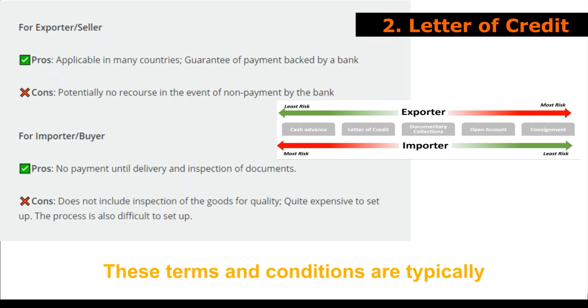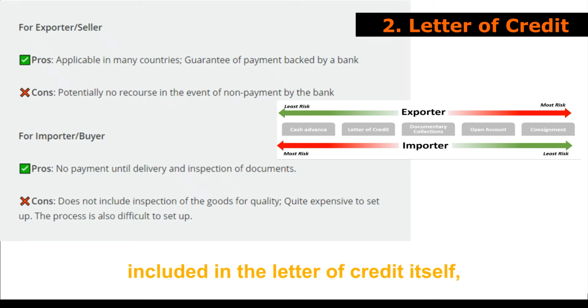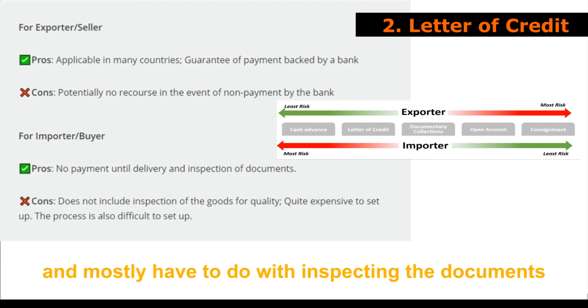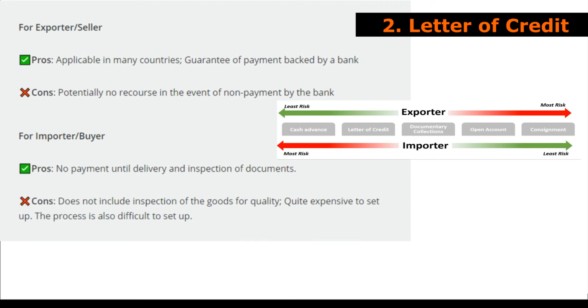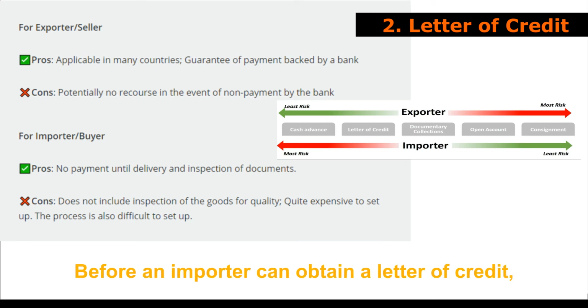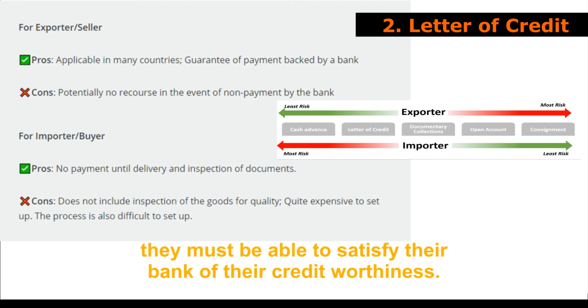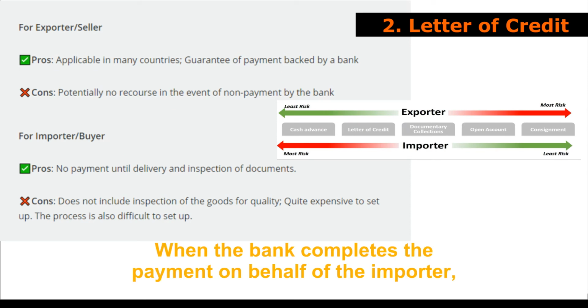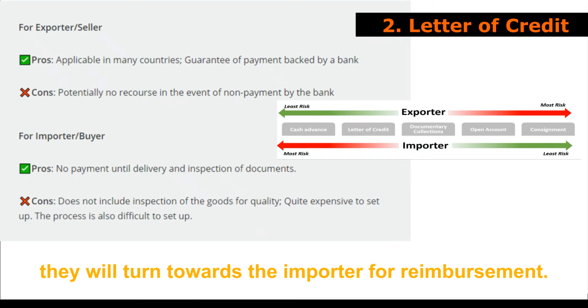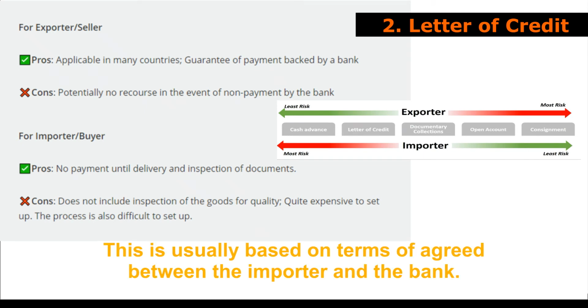These terms and conditions are typically included in the letter of credit itself and mostly have to do with inspecting the documents accompanying the goods rather than the goods themselves. Before an importer can obtain a letter of credit, they must be able to satisfy their bank of their creditworthiness. When the bank completes the payment on behalf of the importer, they will turn towards the importer for reimbursement. This is usually based on terms agreed between the importer and the bank.